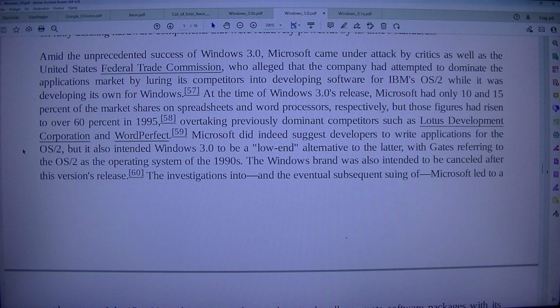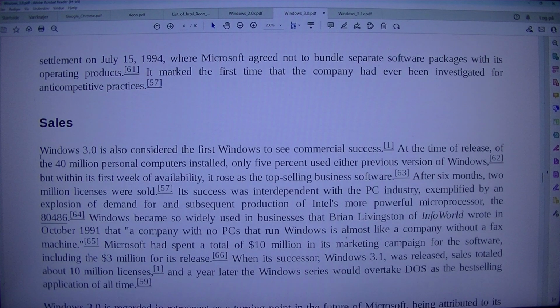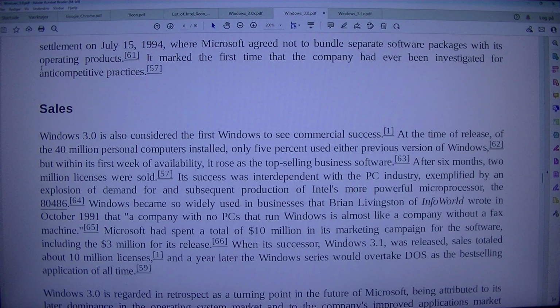The investigations into and the eventual subsequent suing of Microsoft led to a settlement on the 15th of July, 1994, where Microsoft agreed not to bundle separate software packages with its operating products. It marked the first time that the company had ever been investigated for anti-competitive practices.